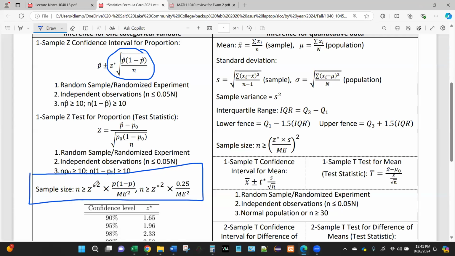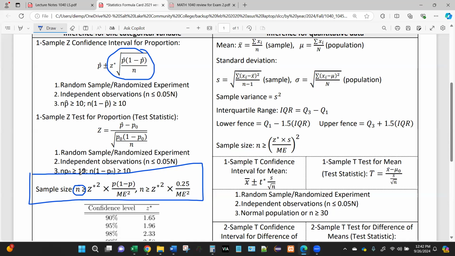So what does it tell you? It tells you, all right, if you want to have a confidence interval at a certain level and you want to have a width for that confidence interval, then this is the minimum number of people you need in your sample.